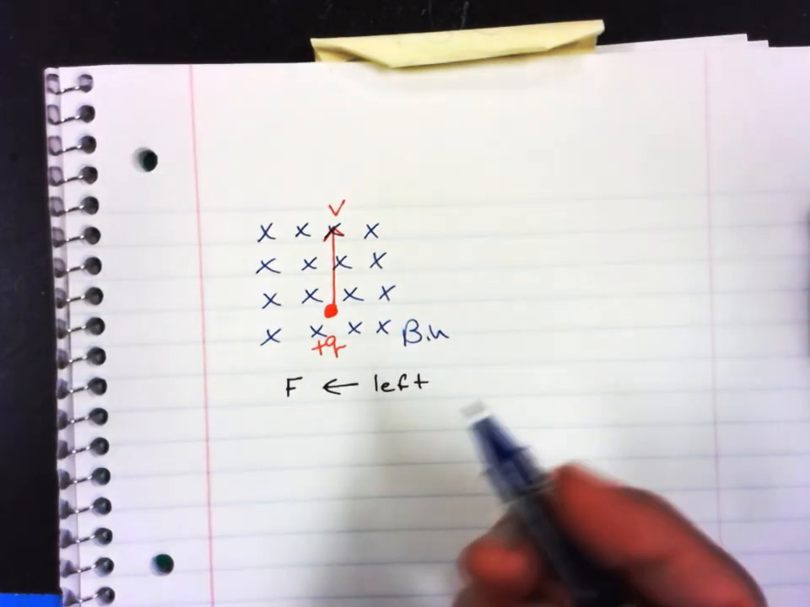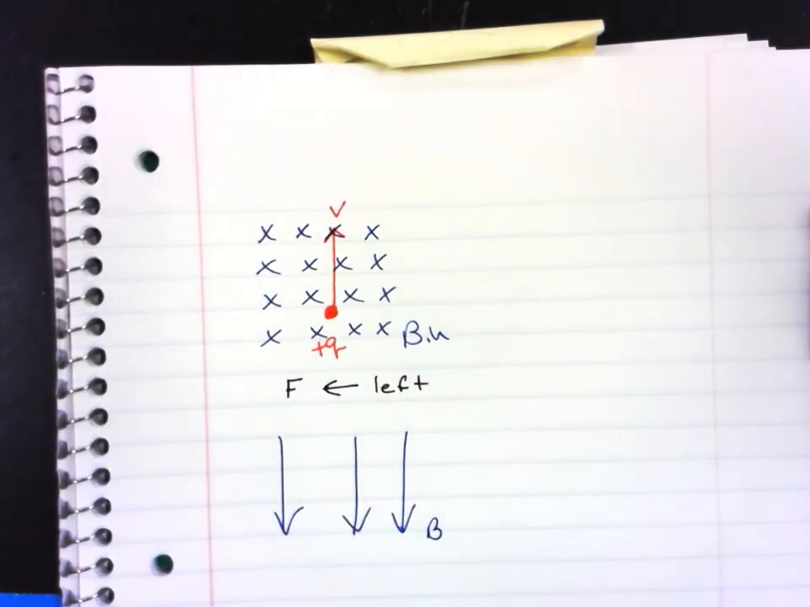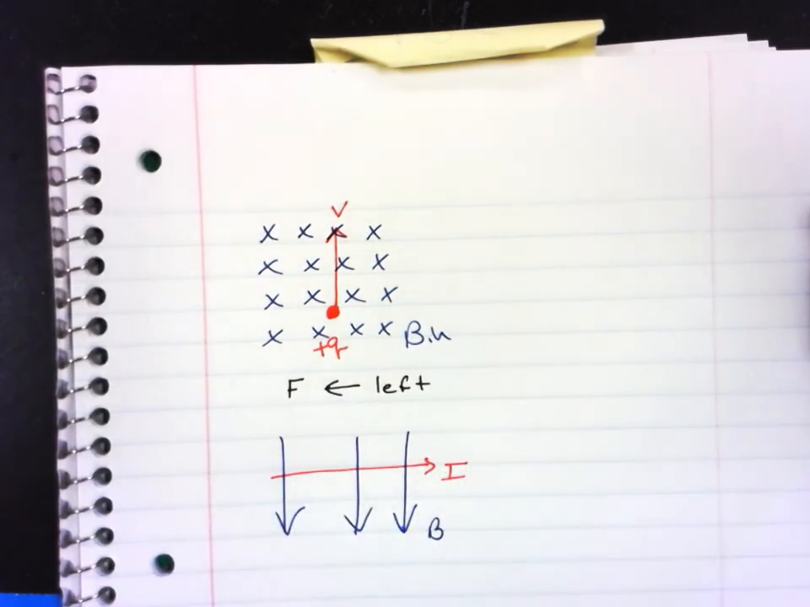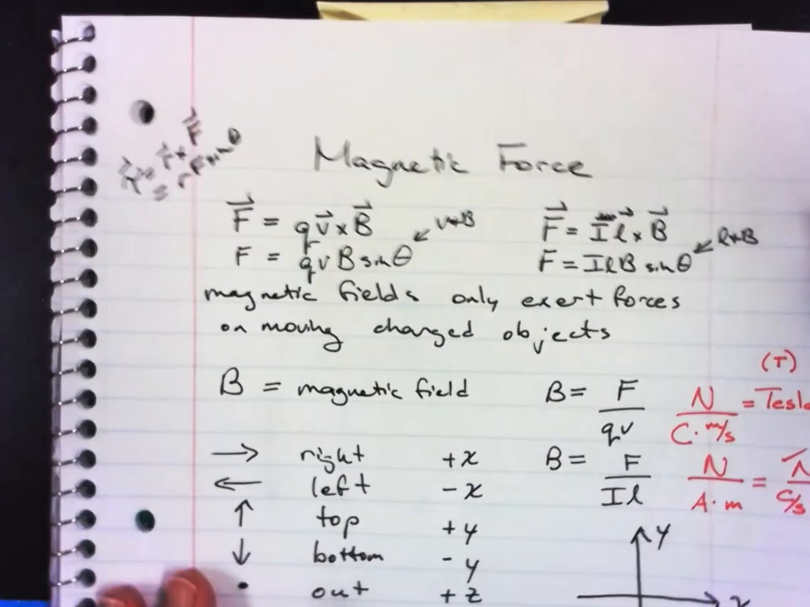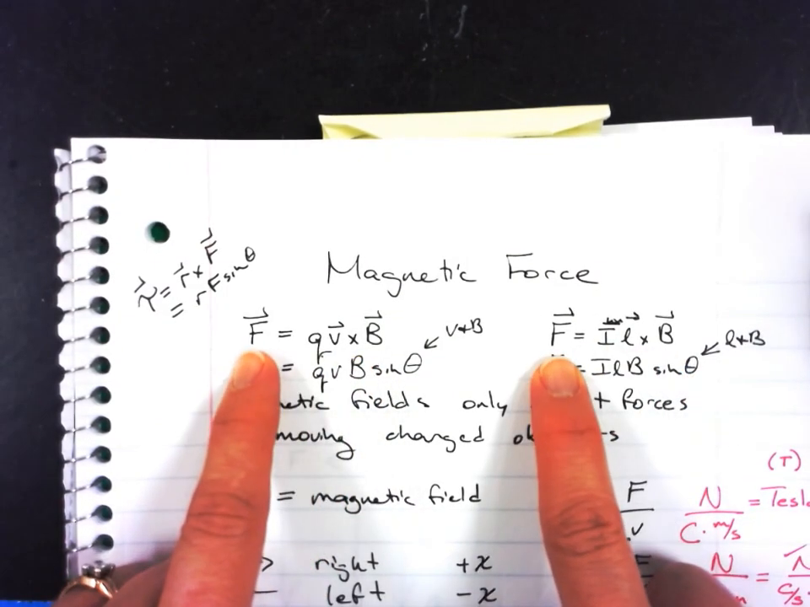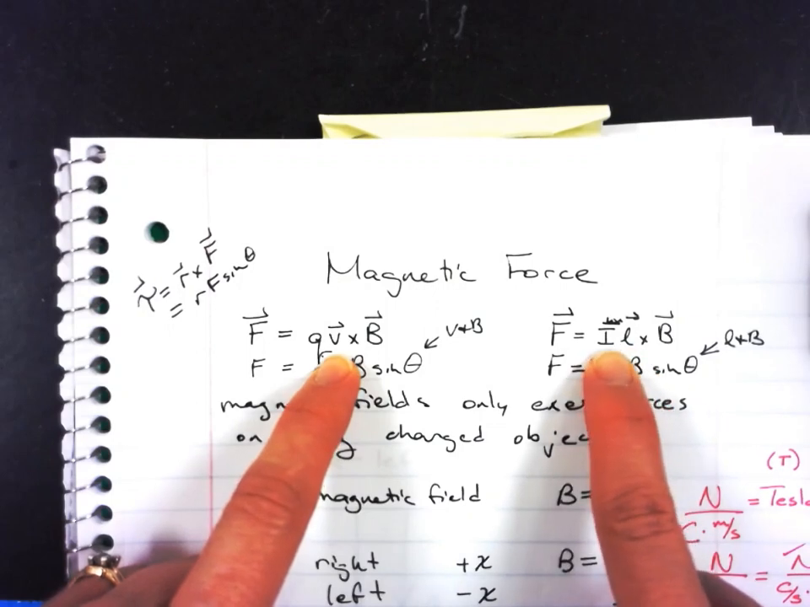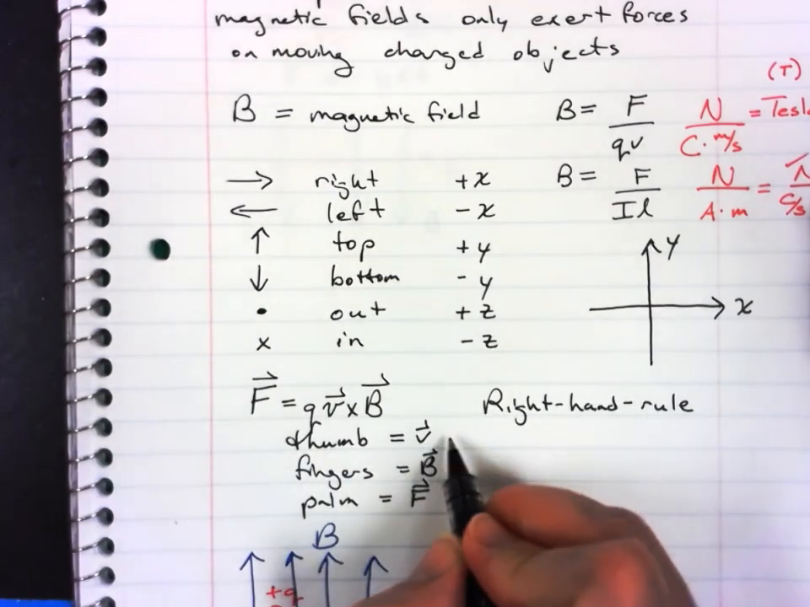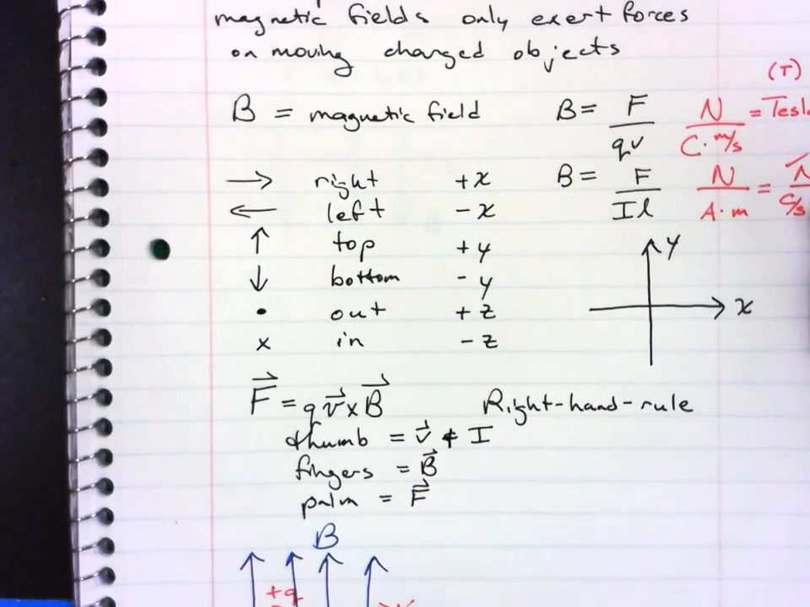Next example. I'm going to have a magnetic field towards the bottom of the page. And now I'm going to have a current carrying wire to the right. We didn't talk about current carrying wire, but if we go back to our definitions, our two equations are almost the same. So F stays the same, B stays the same. QV is replaced by I and L. So whatever the direction of the current, you use your thumb to do that. So your thumb is both the velocity and the current direction.